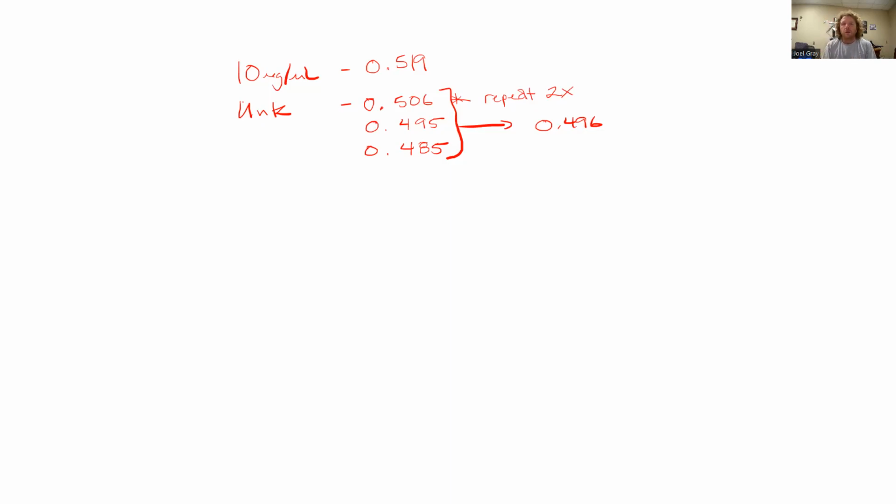Okay, so this is what I recommend doing, taking that unknown and getting the absorbance of that 3 times. And that means 900 microliters of the Bradford, 100 microliters of the unknown. Measure. Rinse it out. Measure. Rinse it out. Do it again. Rinse it out. Do it again.